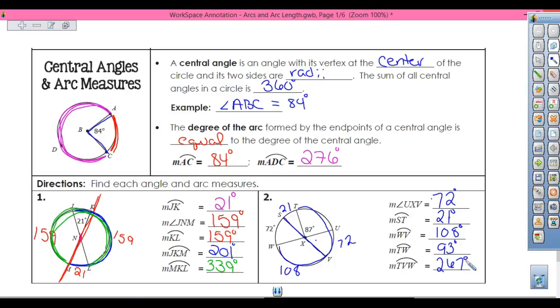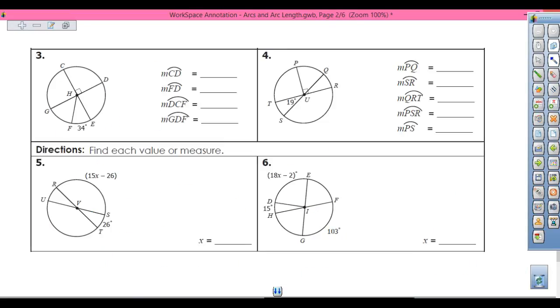How are we doing on that? Okay? All right. So let's go to number 5. We're okay on that. Okay. How can we find X?